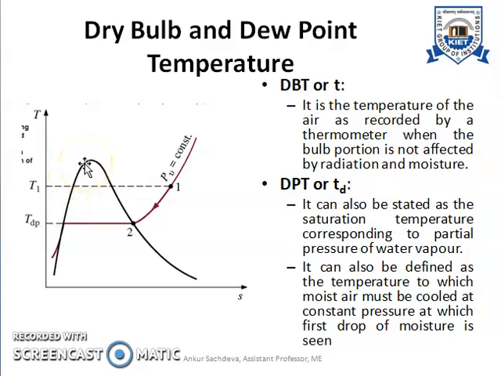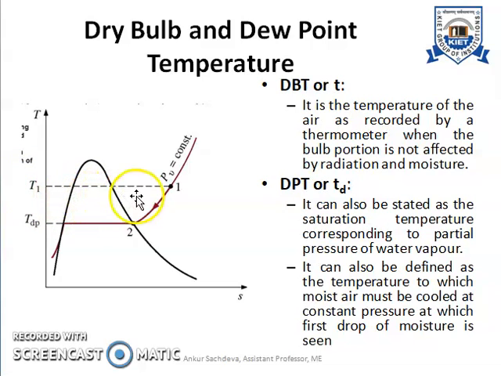Just as I told you, assume that the outside air is at 40 degrees Celsius in the summer conditions. And this 40 degrees Celsius, let us assume it is denoted by point number 1. So the temperature at point 1 will be nothing but the dry bulb temperature, and as you can see over here in this TS diagram, it is represented by T1.